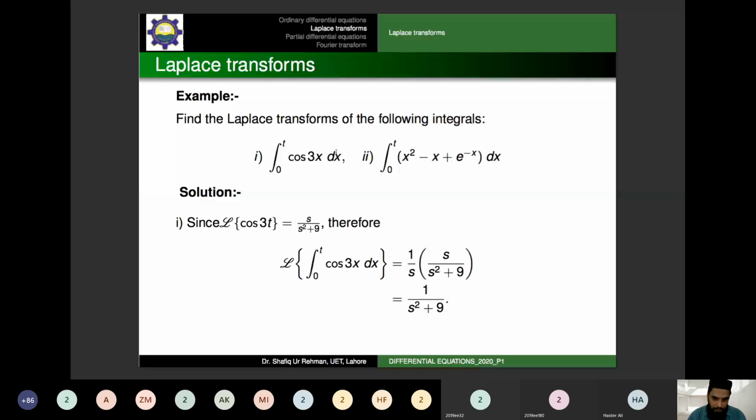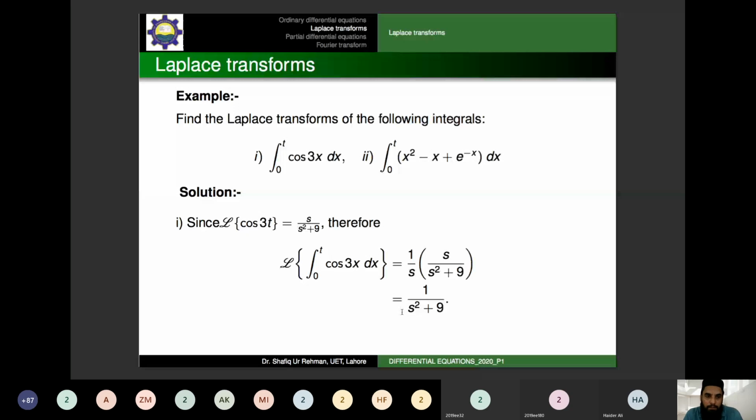And if you are interested to find the Laplace of this integral, we know the formula: it will turn out to be the Laplace of the integrand divided by s. Since Laplace of the integrand is s upon s square plus 9, this whole thing should be divided by s. Eventually s will cancel out by utilizing the property of exponents with the same base: 1 minus 1 is 0, so s raised to power 0 turns out to be 1. So we will have the Laplace of this integral as 1 upon s square plus 9.